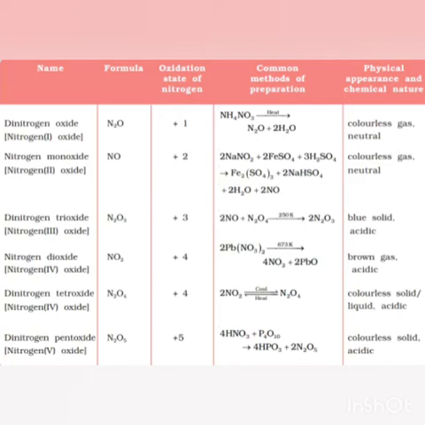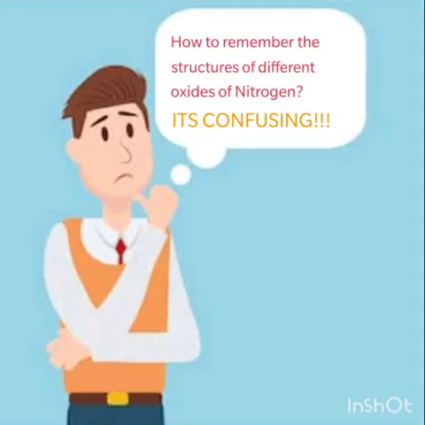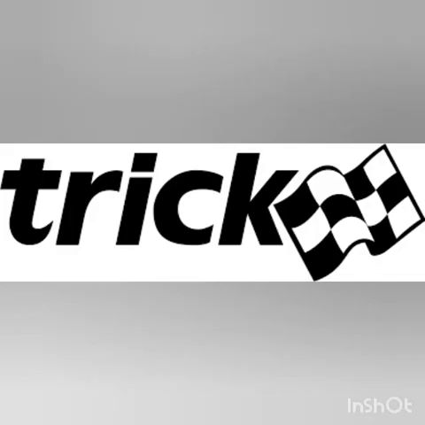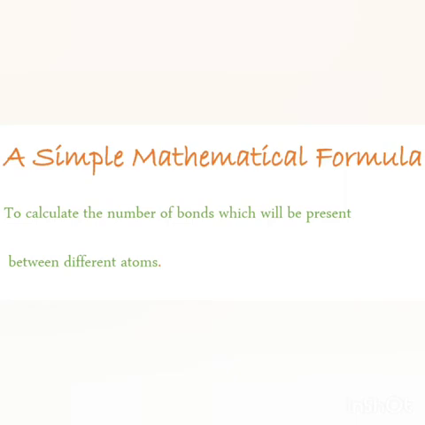Now students, generally many students ask me, it's difficult to remember the structure of oxides of nitrogen. So for that, I can give you a trick, a simple formula to calculate the number of bonds which will be present between different atoms. Just by remembering that, you can easily draw the structure of these oxides of nitrogen. So we start with the first oxide, that is nitrous oxide.